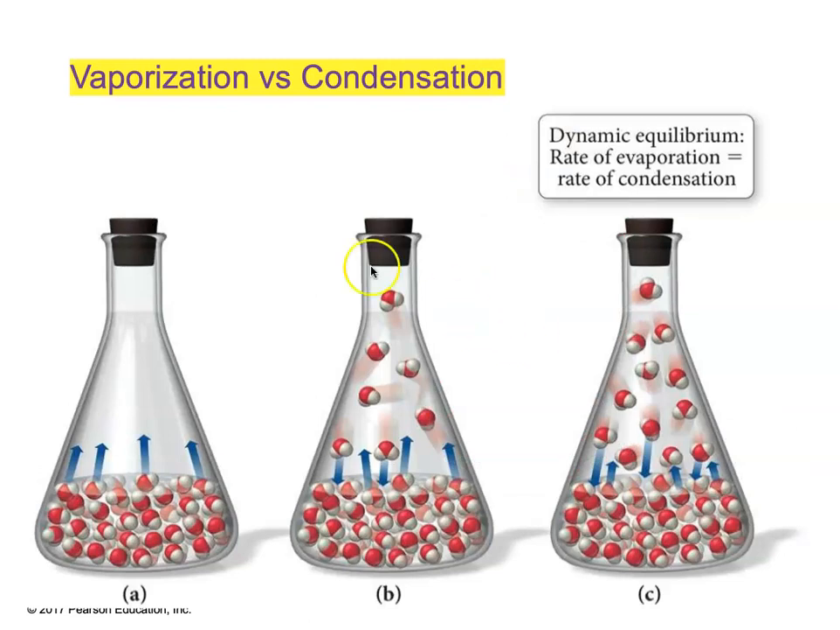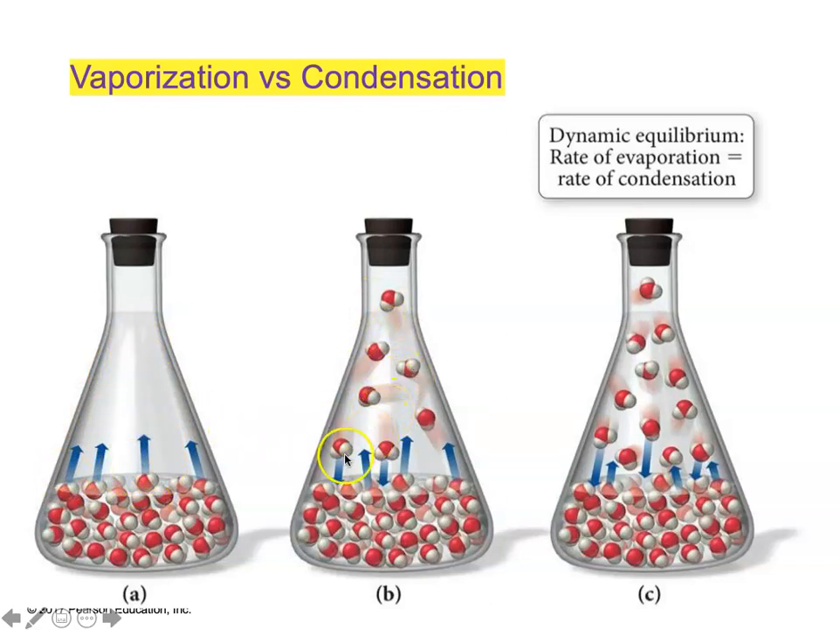Vaporization versus condensation. Now, this will only happen if you have a container that is covered, or you're in a part of the world where it's at 100% humidity. So what we have here, if we start on the left in A, we have water molecules in the bottom, so the water is probably just poured into here. And in the beginning, all we have is evaporation. So the water molecules start to fill up in this space.